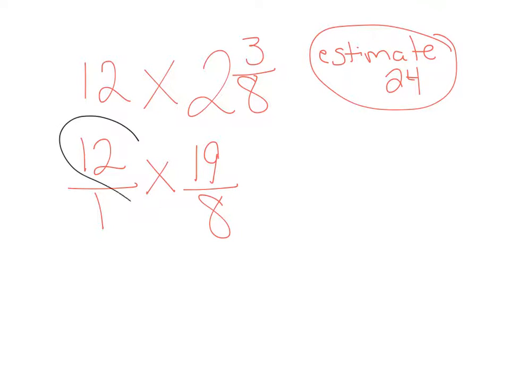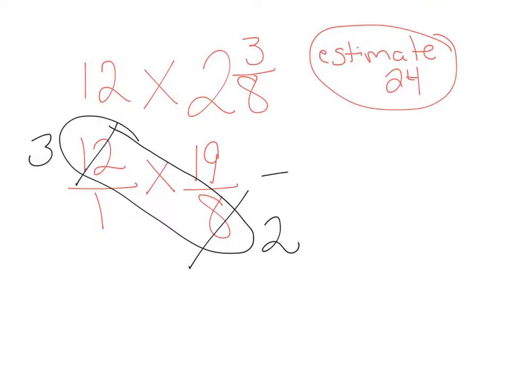The only place I can cross-simplify is right here. What goes into both 8 and 12? Well, 4 goes into 8 2 times, and 4 goes into 12 3 times. Now we multiply straight across. 2 times 1 is 2, and 19 times 3 is, I'm going to get my handy-dandy calculator out for that, 19 times 3 is 57.